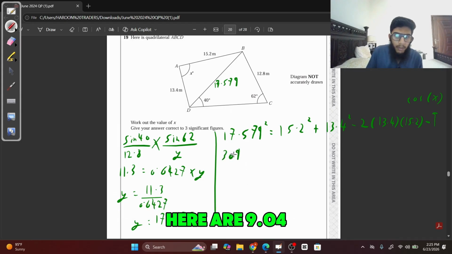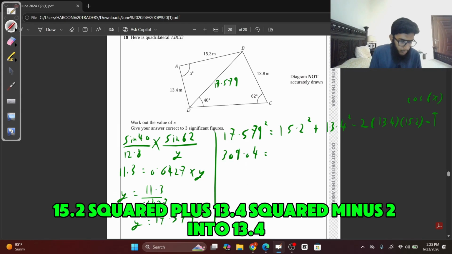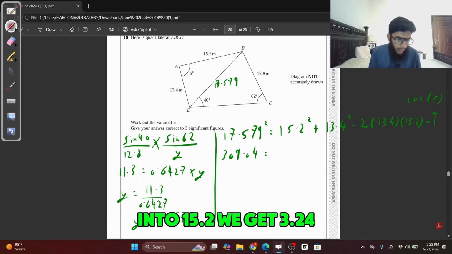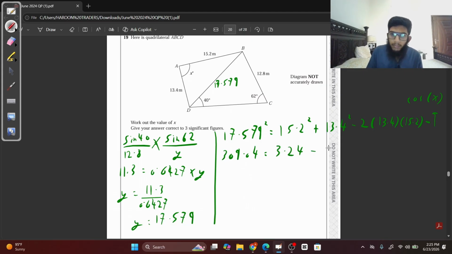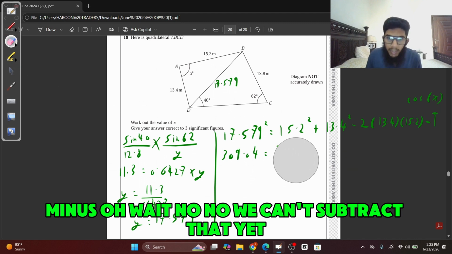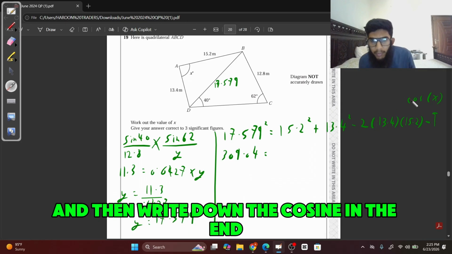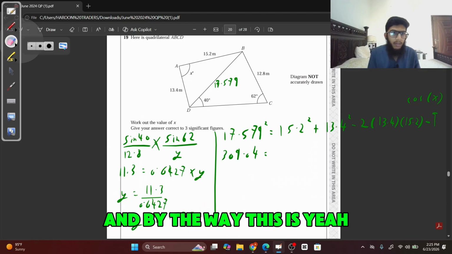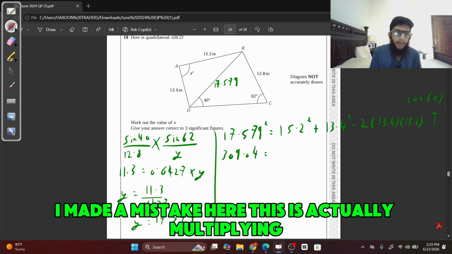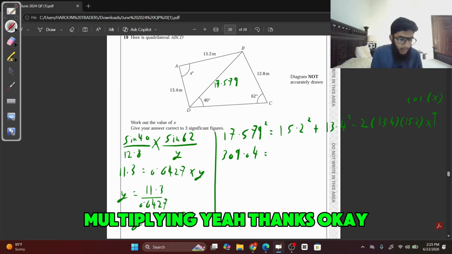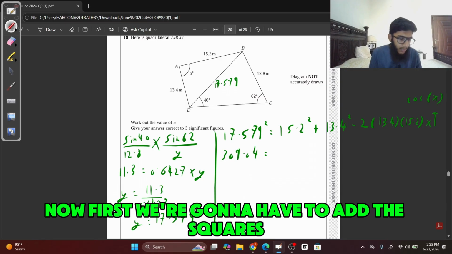So 17.579 squared is 309.04. 15.2 squared plus 13.4 squared minus 2 into 13.4 into 15.2. Oh wait, now we can't subtract that yet because we're multiplying the minus 2 with the cos, so we can't just subtract this and then write down the cos in the end. And by the way, I made a mistake here. This is actually multiplying. Okay, now first we're going to have to add the squares.